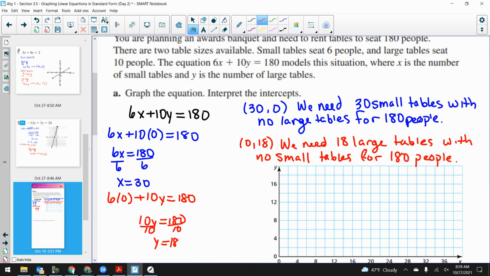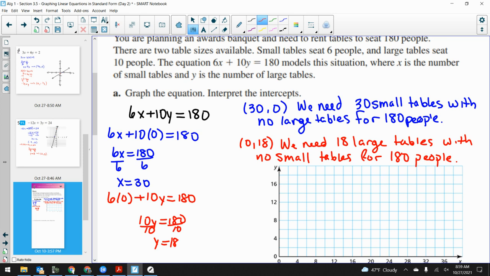Just like I've been saying all along, I've been giving you tips on how to interpret things. Here's my tip on this. You need to reference having none of the other type, whatever it may be, and then reference the total. For example, 30, 0: we need 30 small tables with no large tables for 180 people. 0, 18: we need 18 large tables with no small tables if we need 180 people.